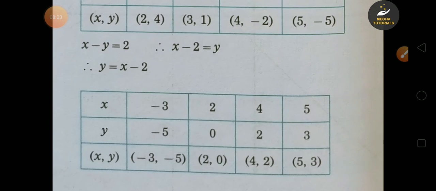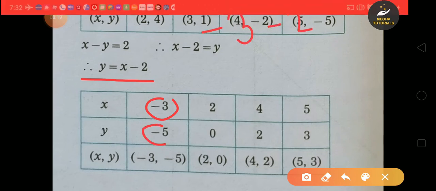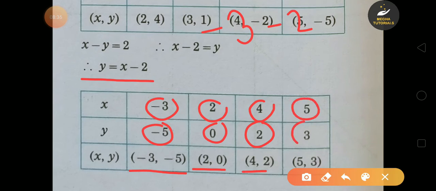Second equation, x minus y is equal to 2. So using transposition we can get y is equal to x minus 2. So in the first case assuming x is equal to minus 3, so minus 3 minus 2 you will get minus 5. So the first pair is minus 3 comma minus 5. Then x is equal to 2, 2 minus 2 is 0, so the next pair is 2 comma 0. Then x is equal to 4, 4 minus 2 is 2, so the next pair is 4 comma 2. Then x is equal to 5, 5 minus 2 is 3, so the next pair is 5 comma 3.